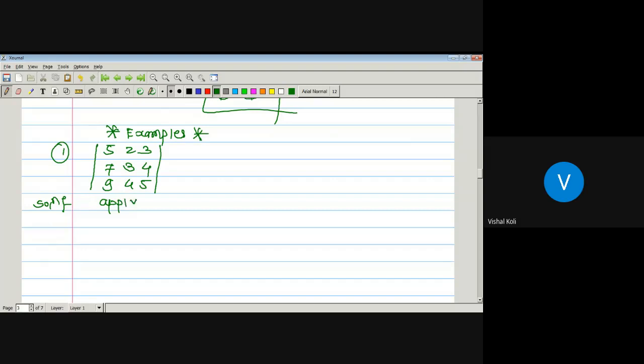Apply C1 changing to C1 minus C3. That is, we have to change this first column as first column minus third column. Then we get which is equal.